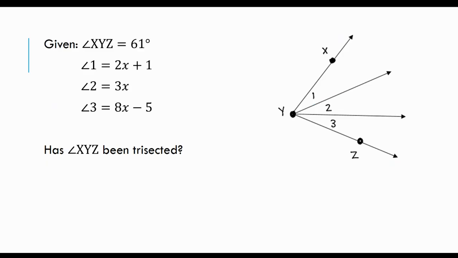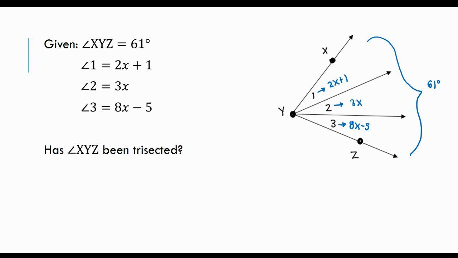Here's another angle problem. We're told that the angle XYZ, so if you follow the letters, it's the really big angle here, that is a measure of 61 degrees. We're told that angle 1, I'm going to write what that expression is inside my angle 1. So angle 1 right here is 2x plus 1. The expression for angle 2, which is this middle angle, is 3x. And angle 3, that's the expression of 8x minus 5. So I've marked everything in my picture based off of the given information.